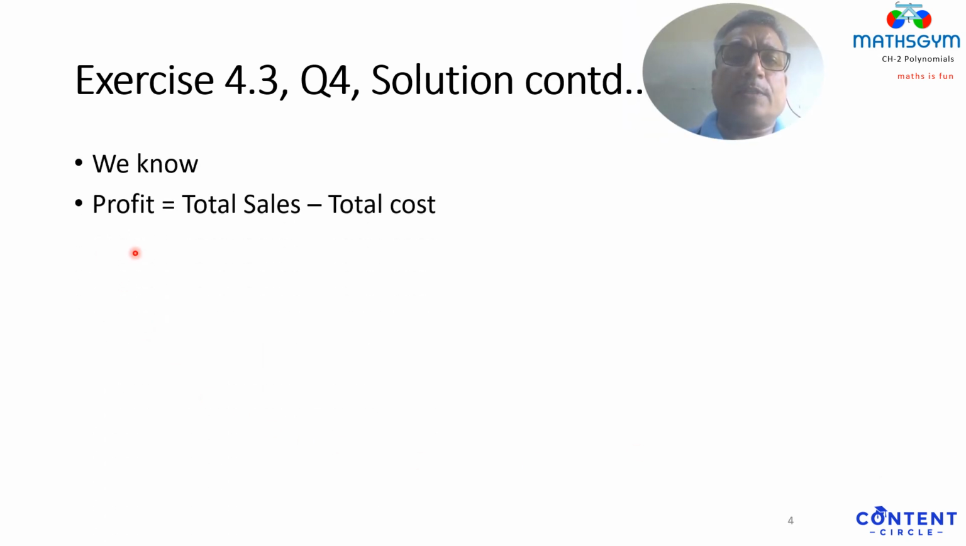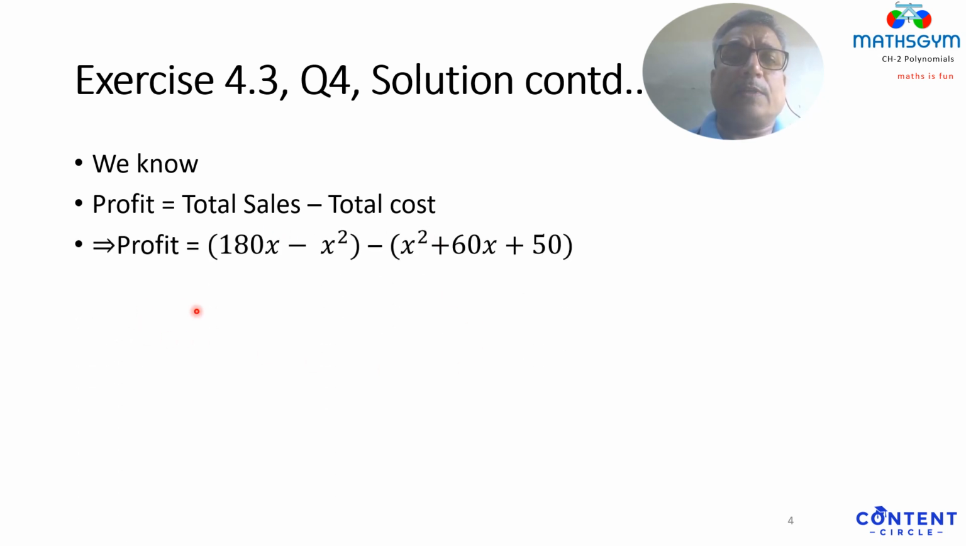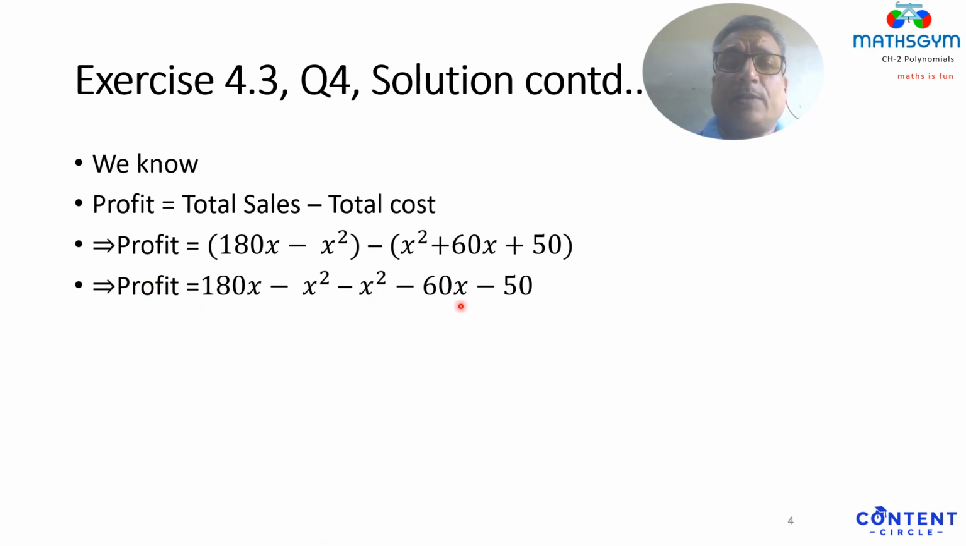Now we also know that profit is equal to total sales minus total cost. So profit is equal to 180x minus x square, let's put it into a bracket, because as a part of good practice, whenever there is an algebraic expression with more than one term, let's club it into a bracket, and then in the subsequent step we open the bracket. Total cost is minus x square plus 60x plus 50. So when we remove the brackets, we get 180x minus x square minus x square minus 60x minus 50. I hope you understand this negative sign is changing the terms inside the bracket when we open the bracket. When we collect the terms, we get profit as 120x minus 2x square minus 50.